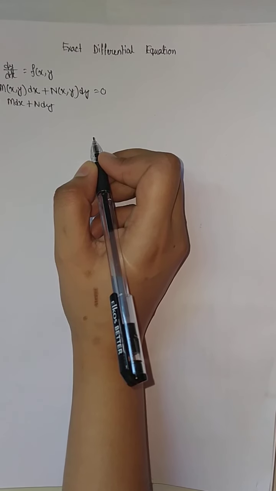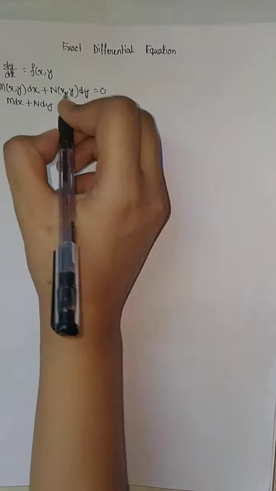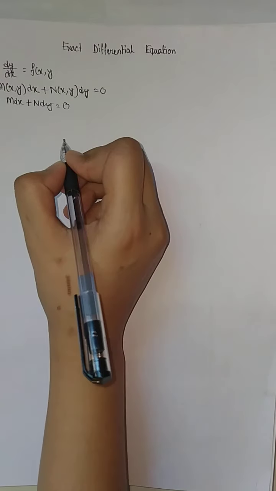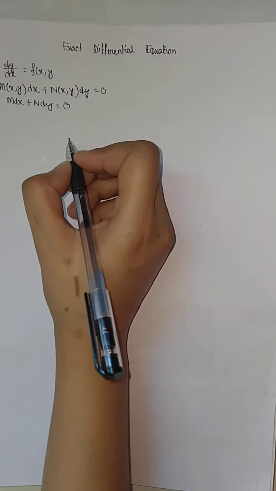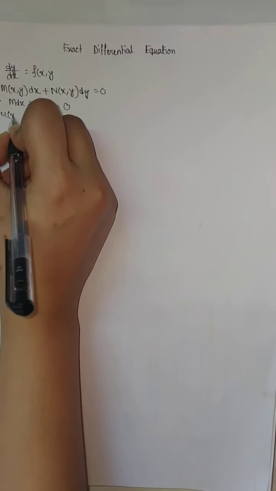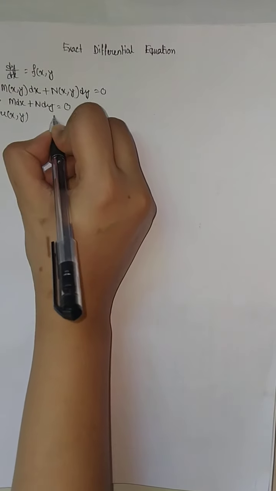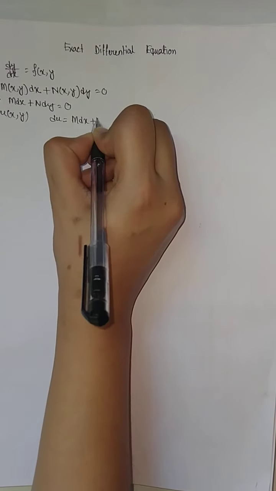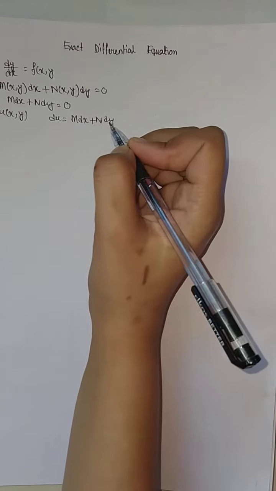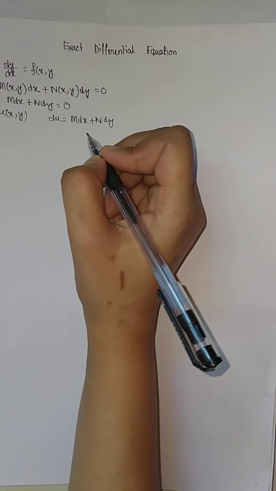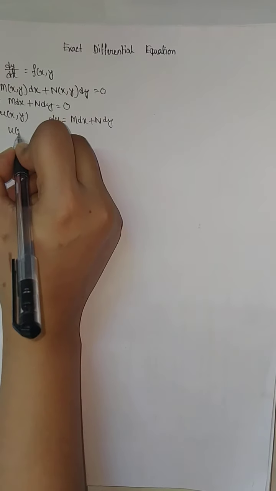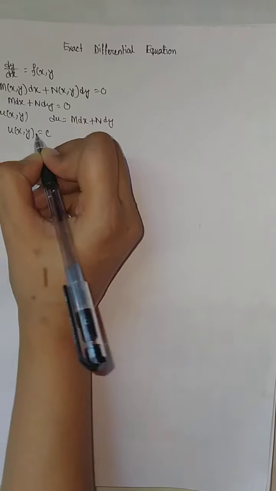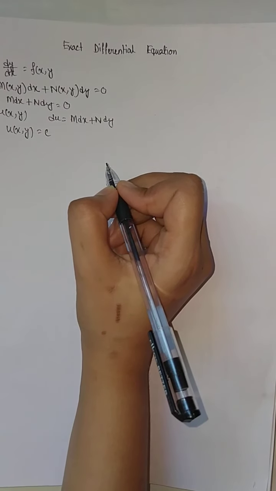Now if the function M dx + N dy = 0 is exact, then there exists a function u(x,y) such that du = M dx + N dy, and the general solution or the primitive of the equation is u(x,y) = c, where c is any arbitrary constant.